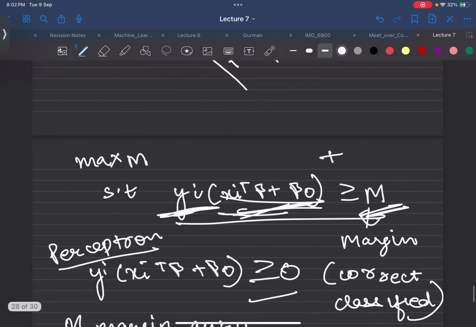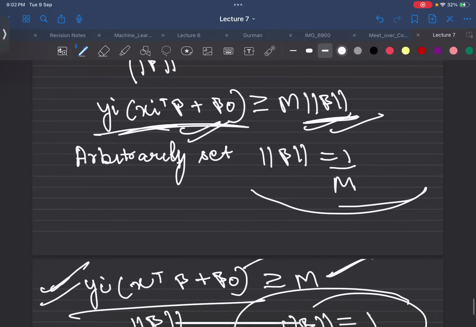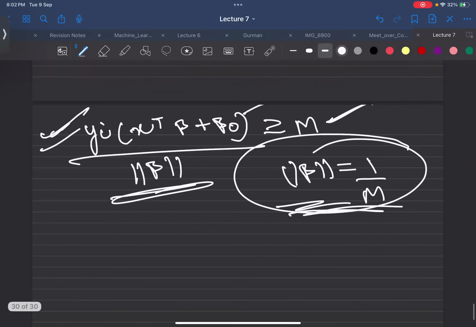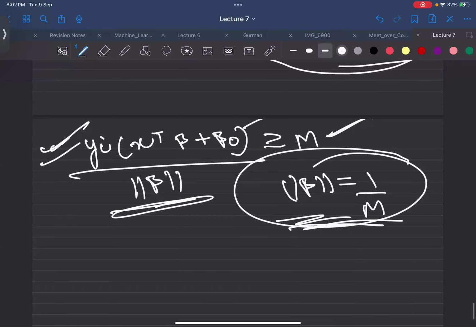And I leave this question up to you. I tried, but I know that many of you have not got the intuition behind it. Maybe I'll come up with a toy example. If I'm not equating norm beta to 1 by m, then what will happen? Fine class?